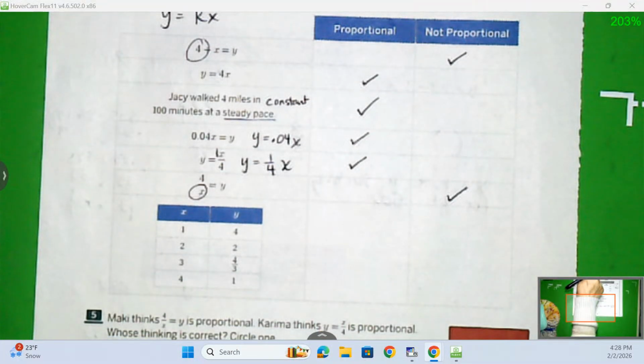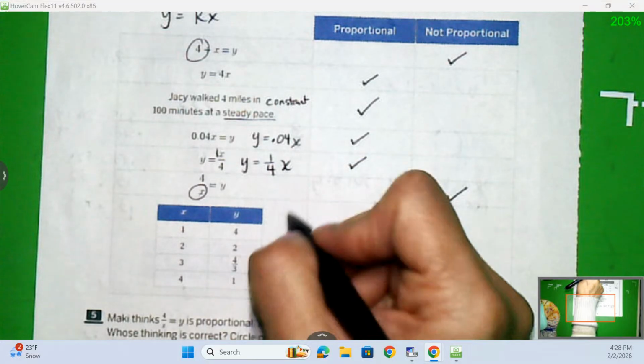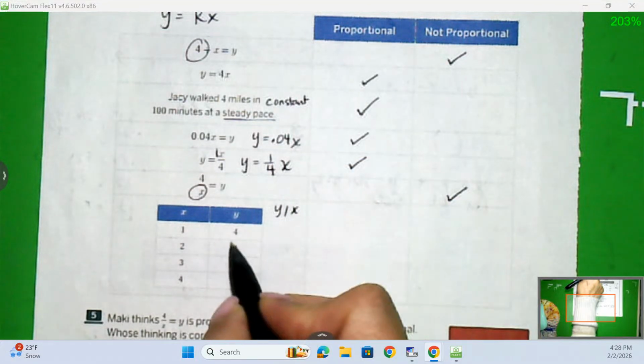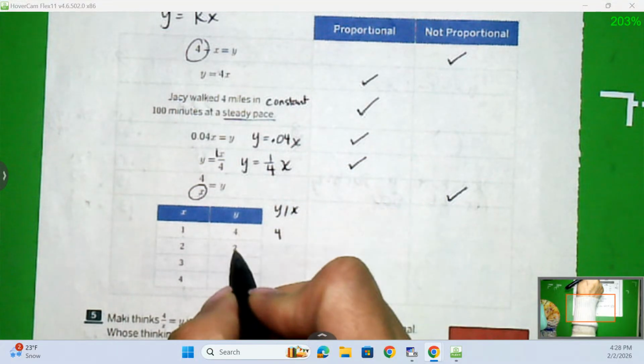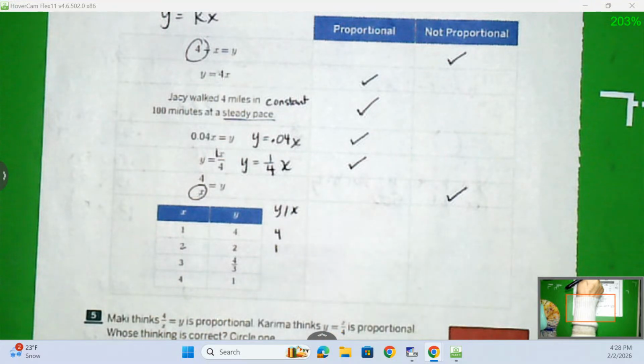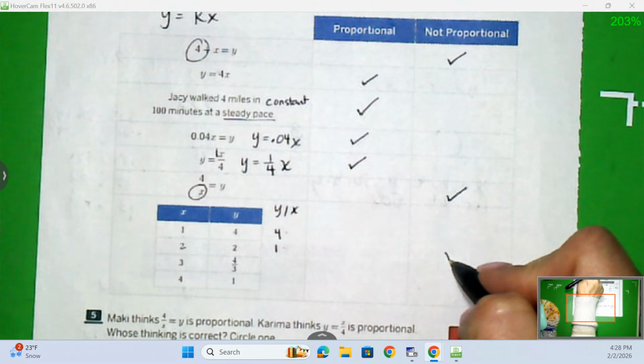And the last one, they gave us a table. So if it is proportional, they should have the same rate. If I do y divided by x here, 4 divided by 1 is 4. 2 divided by 2 is 1. All right, I'm already getting different answers here. So this is not proportional.